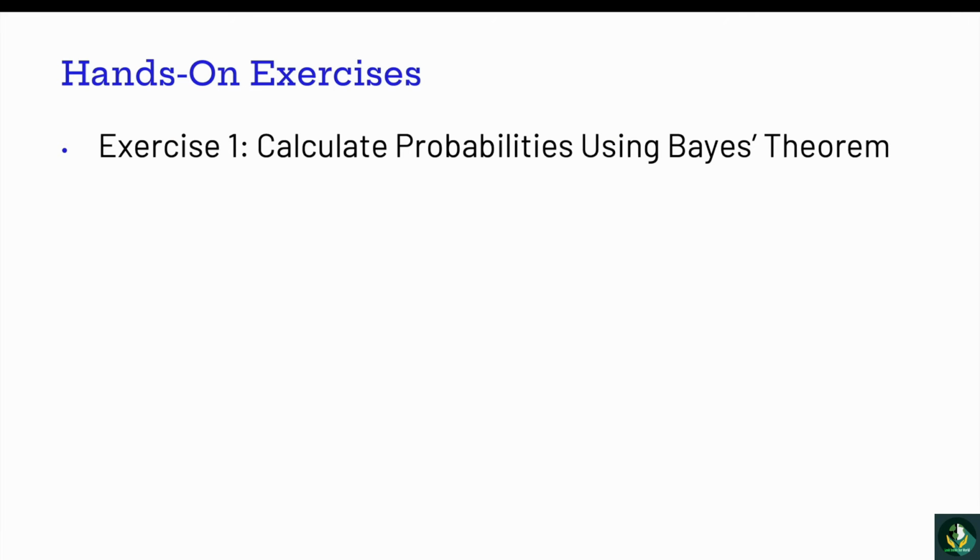Next, let's look at hands-on exercise. We will be doing a couple of them here. First one is to calculate probabilities using Bayes' theorem. The objective here is to write a Python function to calculate probabilities using Bayes' theorem that you learned earlier. So the example problem can be a disease affects 1% of the population. A test is 95% accurate for diseased individuals and 90% accurate for non-diseased individuals. Now what we have to do is find the probability of having the disease given a positive test result.